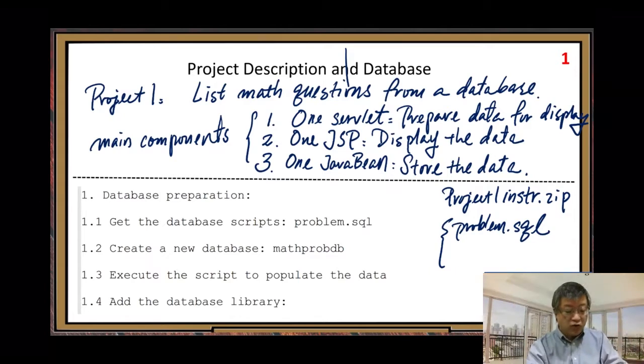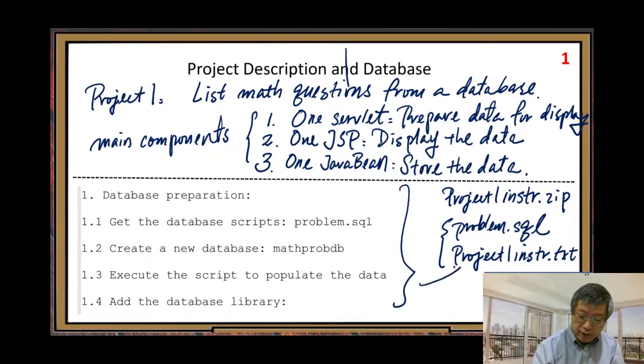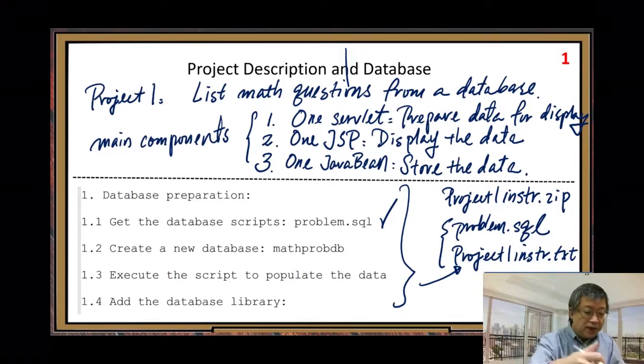Here I cut a screenshot, probably project one instruct.txt. So this is step one from the instruction file. You can see the database preparation is pretty easy. First, get the database script, this one, problem.sql. Later I will do the details after I go through these 4 sub-steps, 1.1 through 1.4.